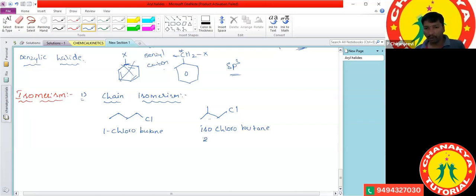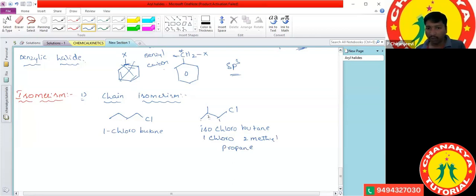So 1-chloro-2-methylpropane. The IUPAC name of this one is 1-chloro-2-methylpropane. We can start the numbering from here.